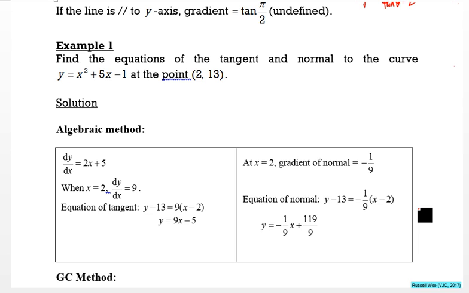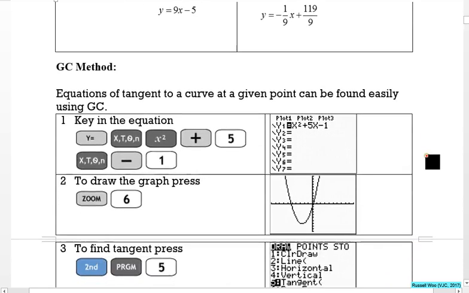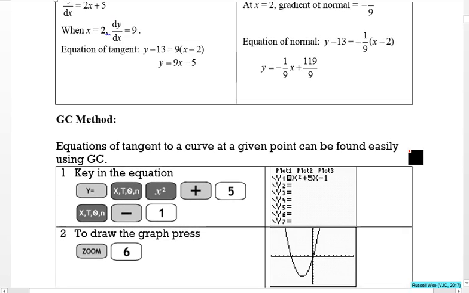GC method. Are we able to use GC? Are we able to use GC to find gradient or rather equation of tangent? Now very quickly I illustrate. Do I need to show you? No need, right? You all know already, right? Okay, so I don't want to go through, right?